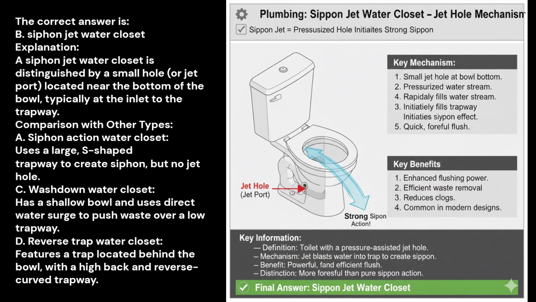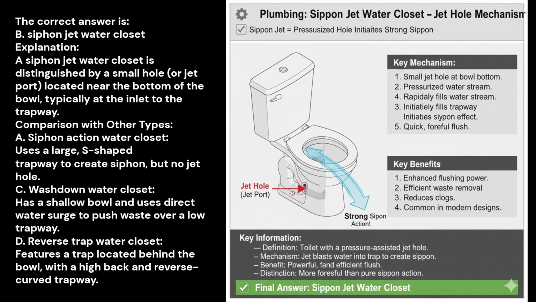This design enhances flushing efficiency, allowing the toilet to evacuate waste rapidly and completely, often with less water than older designs. This jetted flush is what gives the siphon jet its name and performance advantage over standard siphon action toilets. Comparison with other types. A. Siphon action water closet uses a large, S-shaped trapway to create siphon, but no jet hole. Relies on the entire bowl filling to start siphon, slower and quieter, but less forceful.